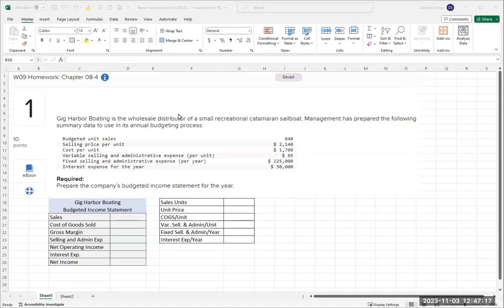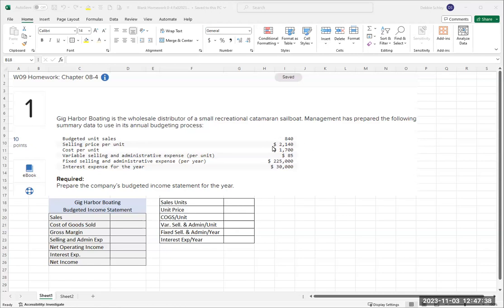Okay, this is going to be a homework walkthrough for chapter 8-4. So question 1, we've got Gidge Harbor Boating, the wholesale distributor of a small recreational catamaran sailboat. Management has prepared the following summary data to use in its annual budgeting process.